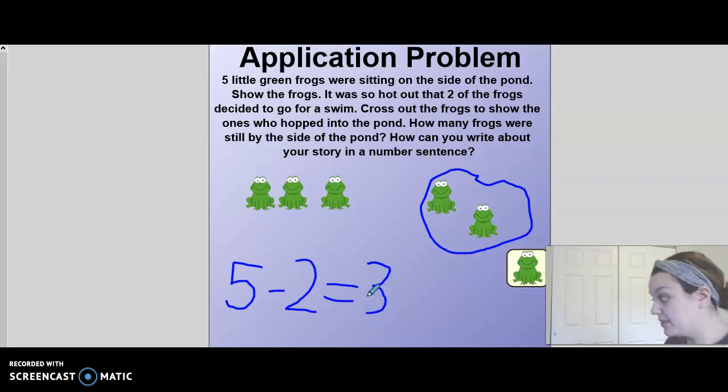Very good. So you can see we took our whole minus one of the parts, which was how many went into the pond, and then that equals how many are left on land. So 5 minus 2 equals 3, and we have a beautiful picture here to match it. Okay, let's go to our next one.